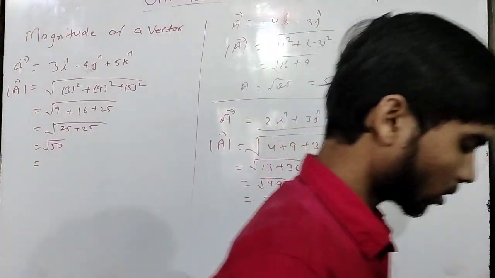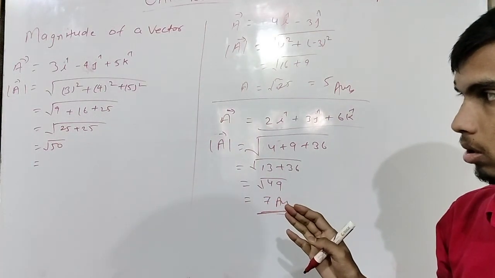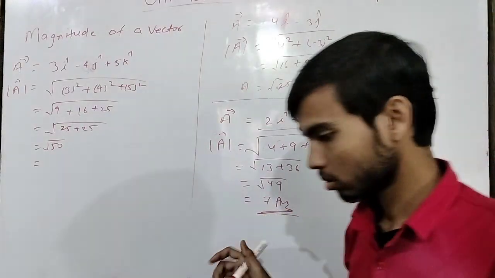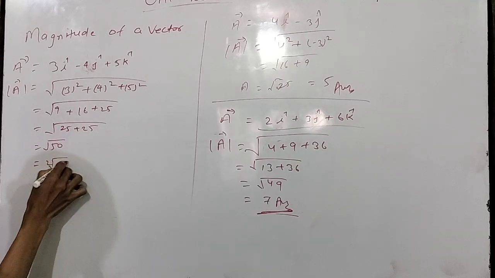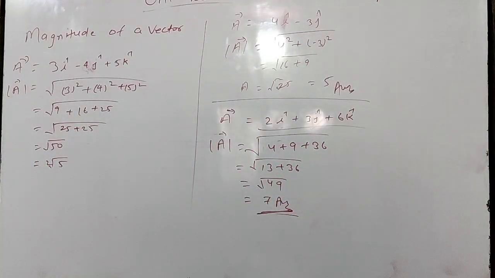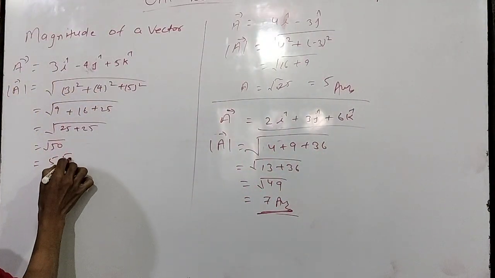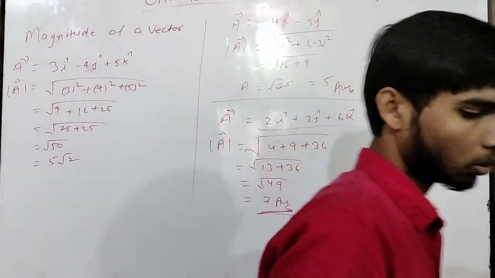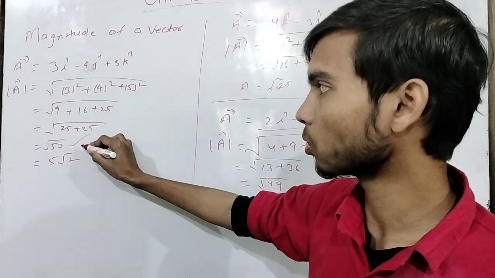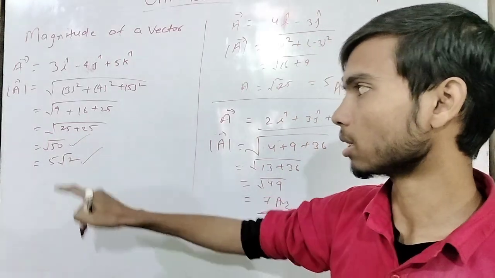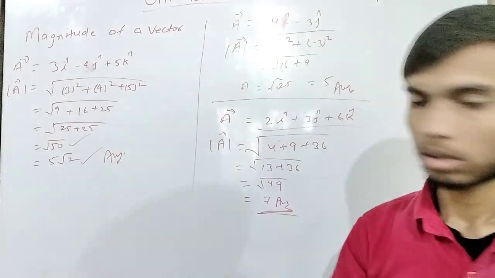So here, 2 fives are 10, 25 times 2, so 5. 5 into root of 2. This is complete. Till here this is also complete. But if you want to go ahead, then this step will come: 5 root of 2. It's the final answer. I hope you are understanding.